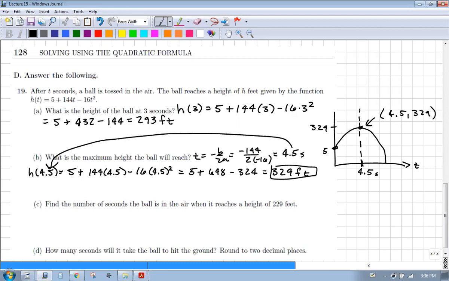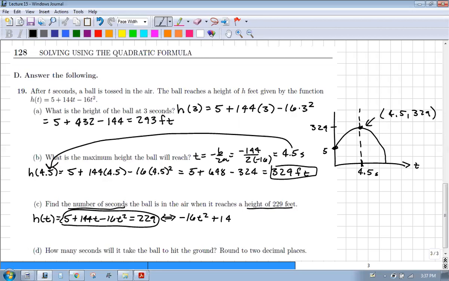All right, find the number of seconds the ball is in the air when it reaches a height of 229 feet. All right, this one's a little bit different. Okay, it's given us a height and asking about a time. So our height formula, let's see, that's our height formula. Well, we set our height equal to this 229, and now we need to solve for t. So it's a quadratic formula again, but first we have to put this into standard form. Let's put this one first, and then this one. Now we have a 5 here. So if we subtract 229 from both sides, we get negative 224.